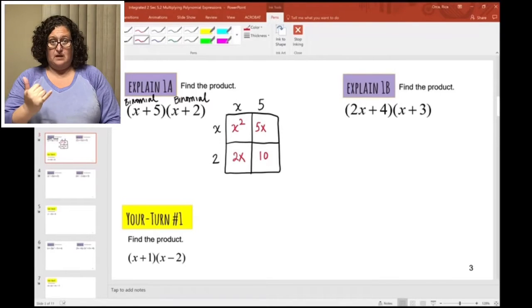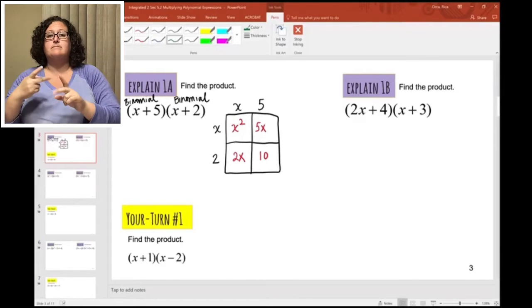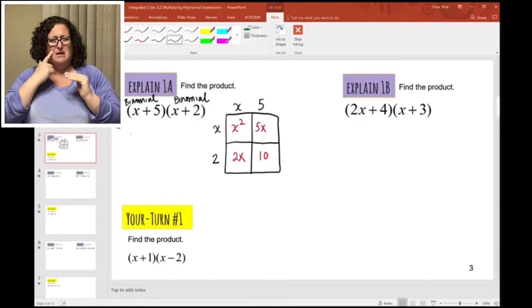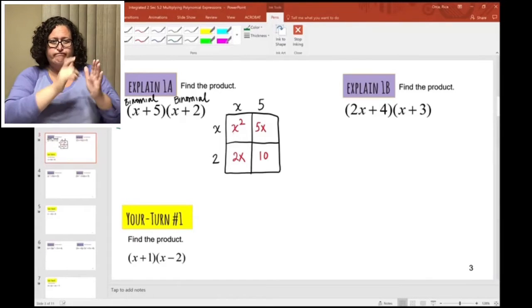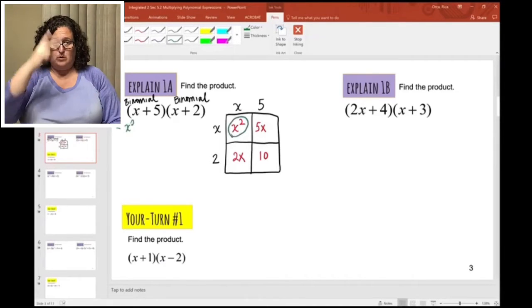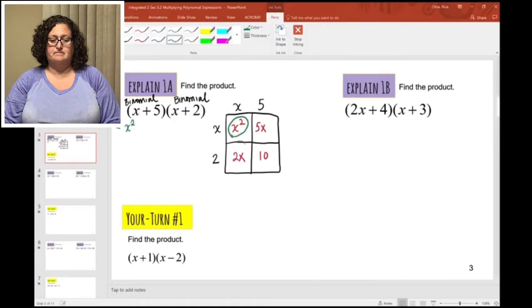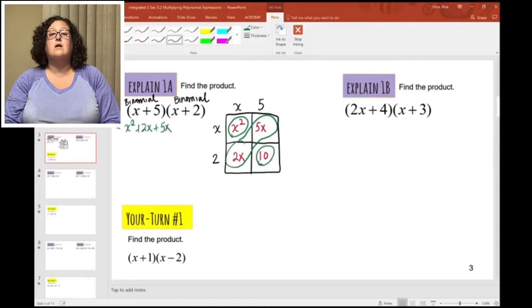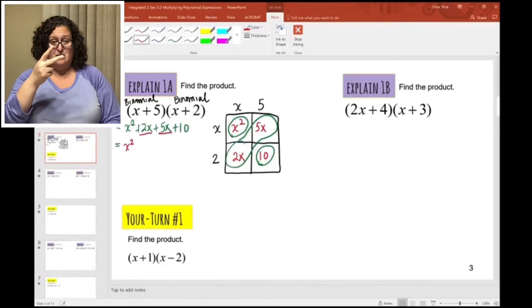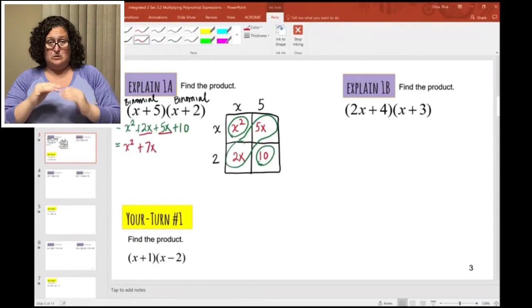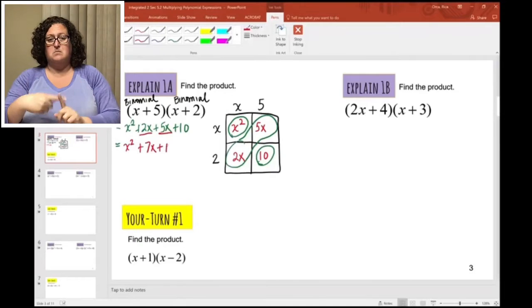Now we're ready to combine like terms. So x plus 5 times x plus 2 is equivalent to, because I'm running out of space, I'll go ahead and show my work on the left side. This is equivalent to x squared plus, we have 2x and 5x plus 10. So that's x squared. 2x plus 5x is 7x. And then we have the plus 10. And that's our answer.